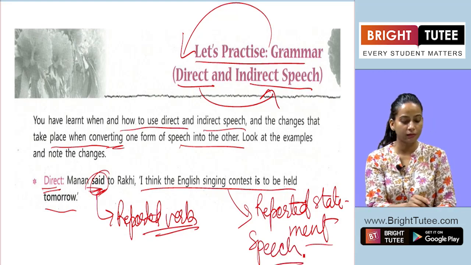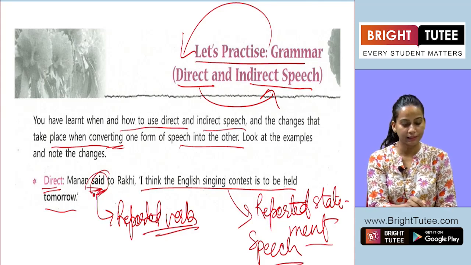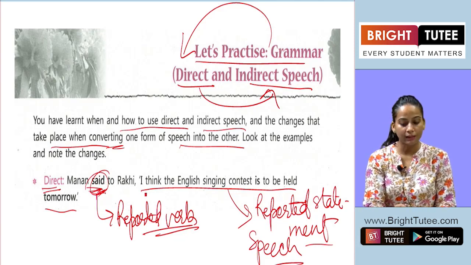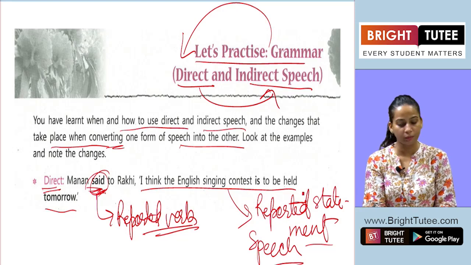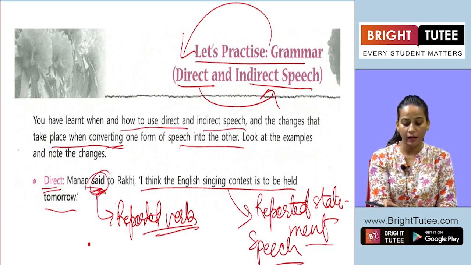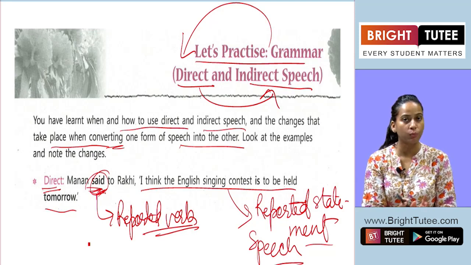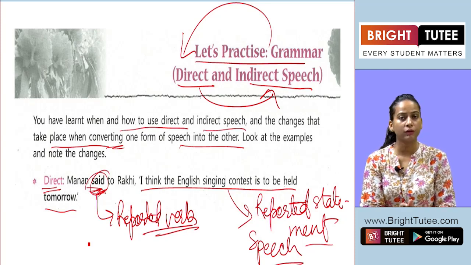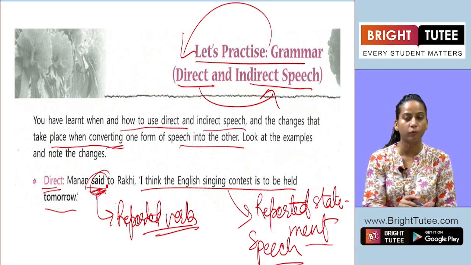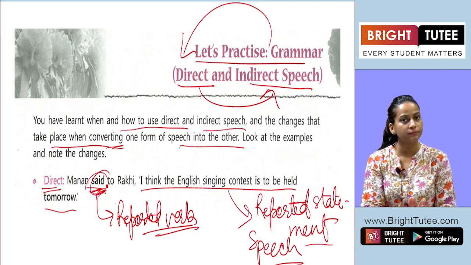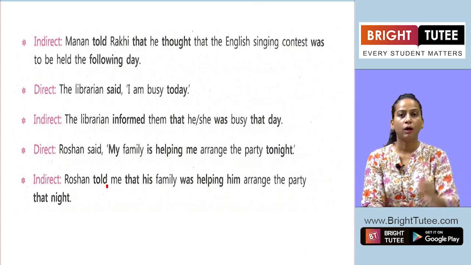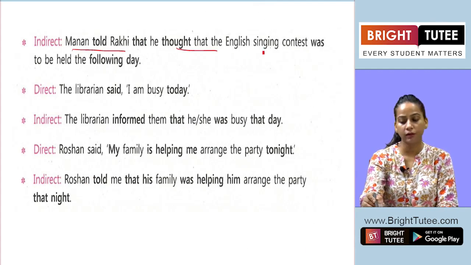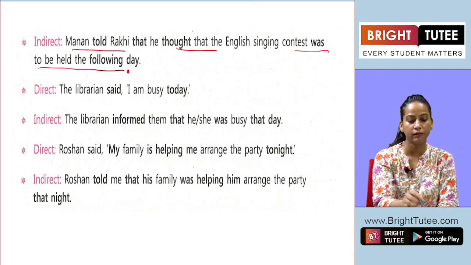In this sentence, Manan said to Rakhi. That said is given in the past, giving us the indication that something was told in the past. I think the English singing contest is to be held tomorrow. The reported statement has been given here, what actually was told by Manan to Rakhi. Now, when we are changing it to indirect speech, according to the reporting verb, we have to change the statement. Clear? So, how has it been changed? Manan told Rakhi that he thought the English singing contest was to be held the following day.